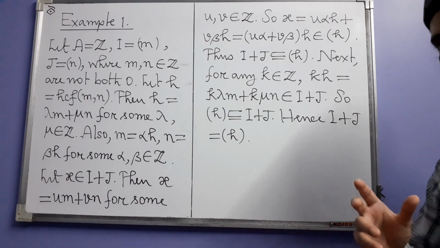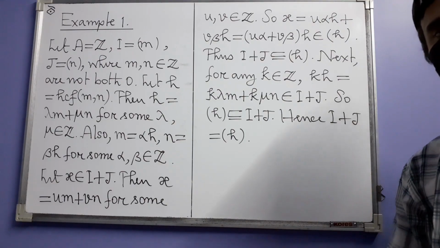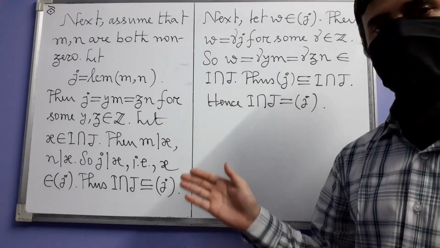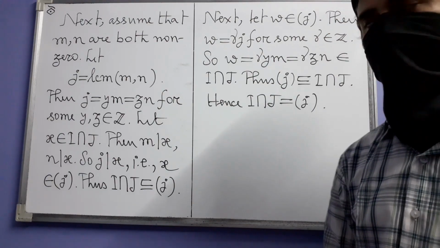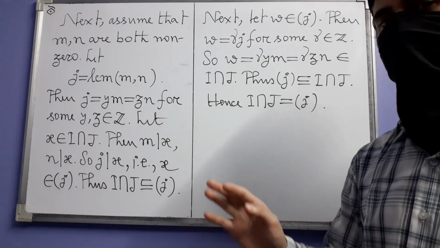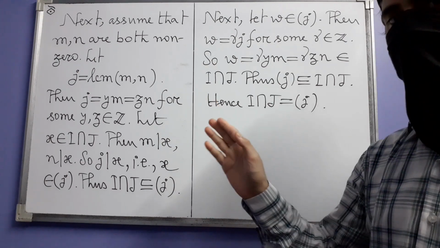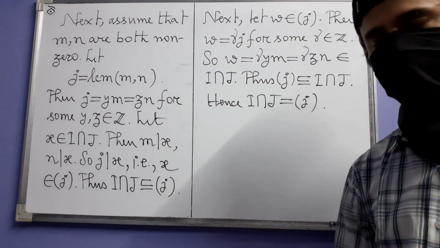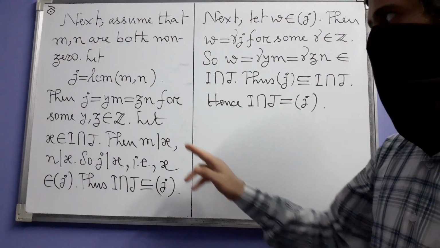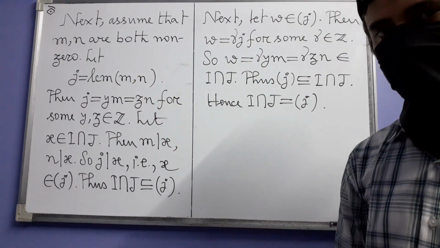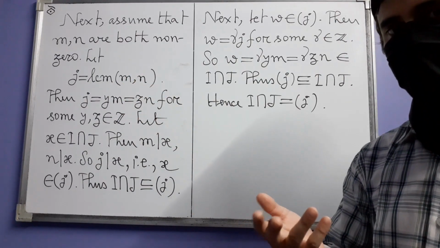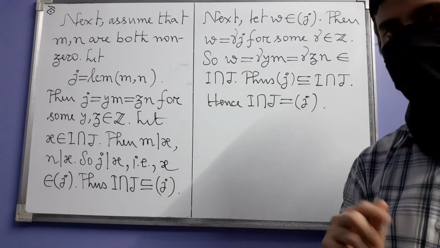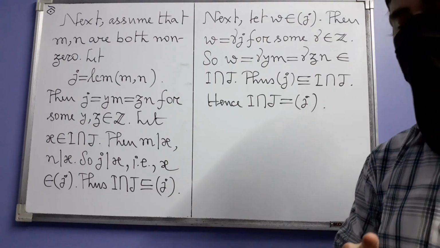Now next, what can you say about the intersection of I and J? That is coming next. So next, this is the intersection of I and J. We need an additional condition here. Now we need not just at least one of m or n to be non-zero, but we need both of them to be non-zero. Under that condition, their LCM exists. For considering LCM, for its existence, both the integers need to be non-zero. They may be negative, but both of them need to be non-zero.